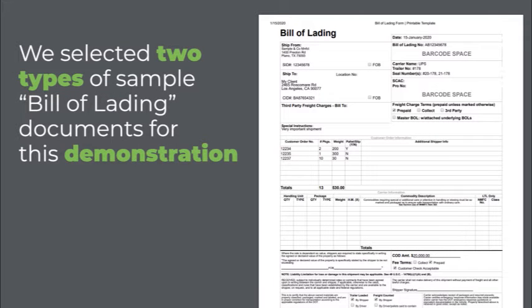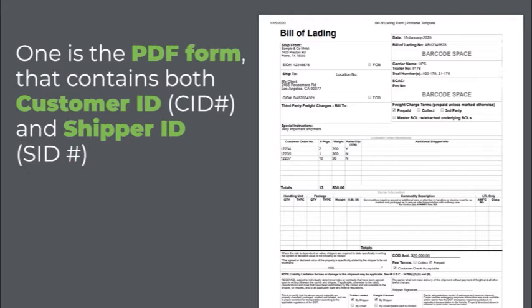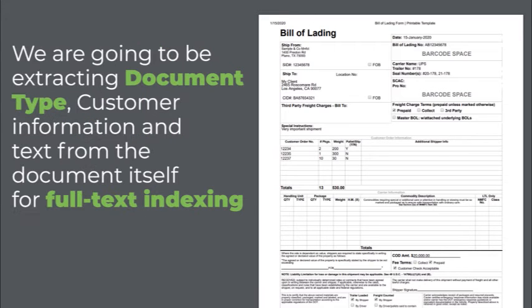Let's talk about the documents real quick. For this demonstration, we selected two sample bill of lading documents. One is the PDF form. This document contains both customer ID and shipper ID. We'll be extracting document type, customer information, and all the text for a full text indexing.